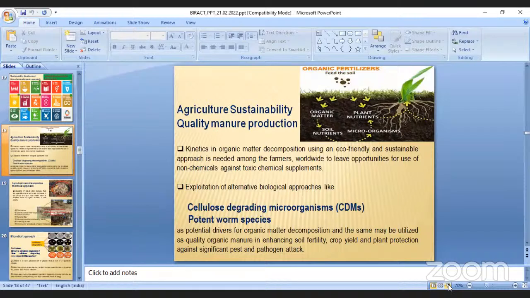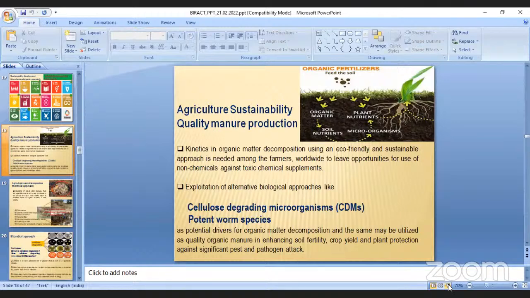And we also have some potent worm species. Some efficient worm species are there, and they can be well utilized. This consortium, these biological sources, can convert the organic sources up to usable forms. So they can play an important role as potent drivers of organic matter decomposition. And the quality compost developed after this composting activity or biotransformation may be utilized as quality organic manure in enhancing soil fertility, crop yield, and plant protection against a number of significant pest and pathogen attacks, which I have mentioned in my previous slides.